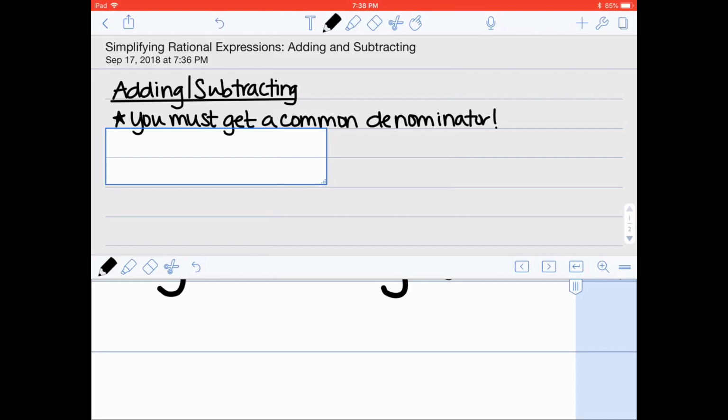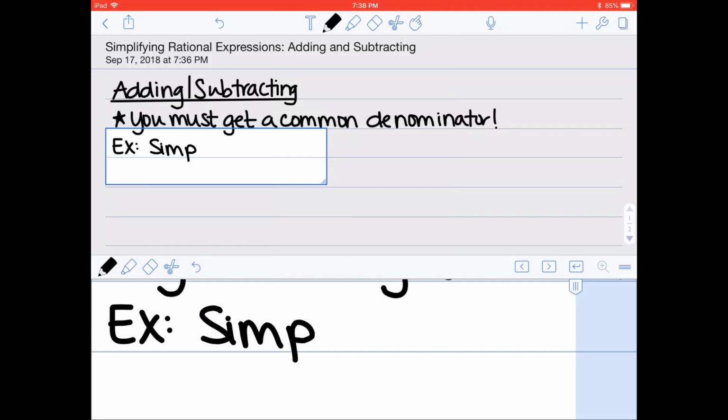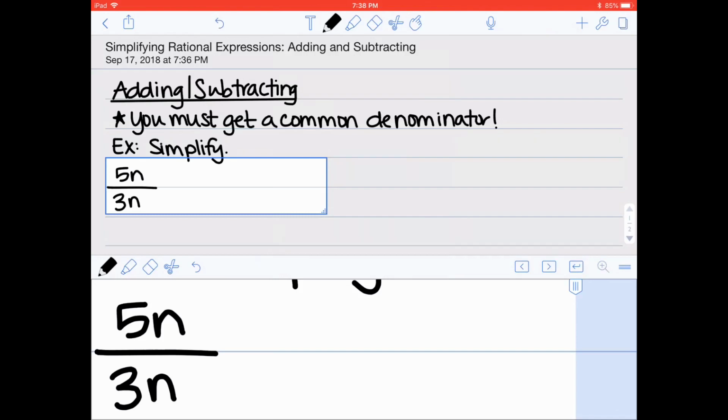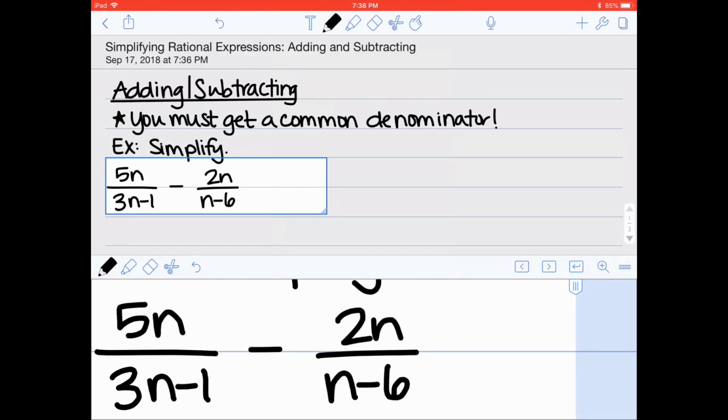So for our example, the instructions are still going to tell us to simplify. And our example is going to be 5n over 3n minus 1 minus 2n over n minus 6. So first we want to recognize what our common denominator is. So I can see that one denominator is 3n minus 1, the other denominator is n minus 6.